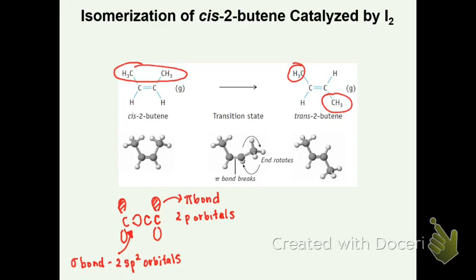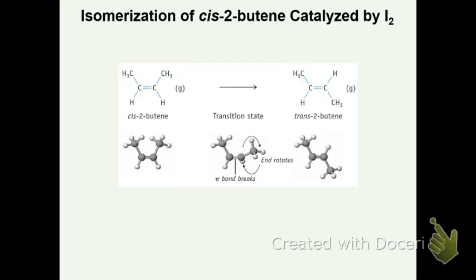And so in order for rotation around that double bond to occur, that pi bond has to break, because if one of the pi bonds gets rotated out of the plane, that will lead to a decrease in overlap of orbitals and therefore breaking of the bond. So this is a relatively slow reaction because of the fact that we have to break a fairly strong pi bond in order for rotation to occur, but the rate is increased by the presence of iodine in the reaction mixture.